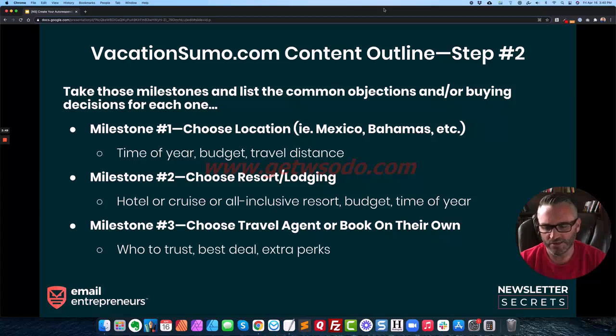A couple other things they're going to consider are where can I get the best deals and save the most money, and could I potentially get some extra perks if I went through an agent, or vice versa. Those are the objections or buying decisions I came up with for my milestones. Now it's time for you to sit down and do the same thing with your milestones. Once you've done that, you can move on to step 3, next lesson.